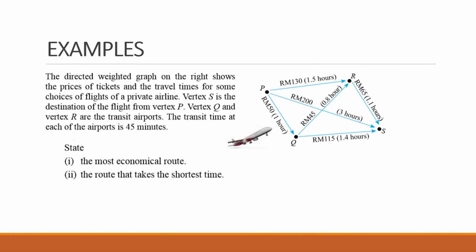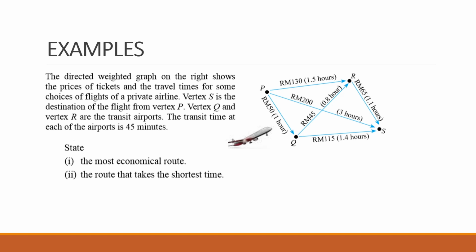Okay, so let's see another example. This example is a problem solving for a directed weighted graph. As we can see here, the directed weighted graph shows the price of tickets and the travel times for some choices of flights of a private airline. Vertex S is the destination of flight from vertex P, vertex Q and vertex R are the transit airports. The transit time at each of the airports is 45 minutes.